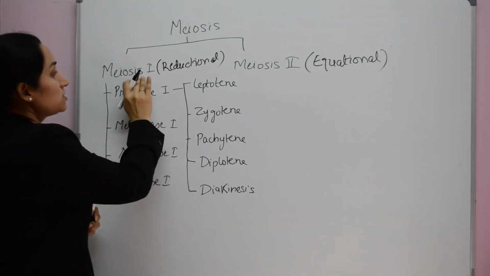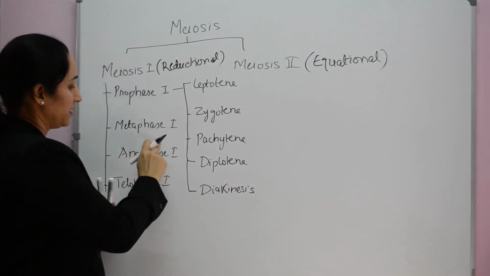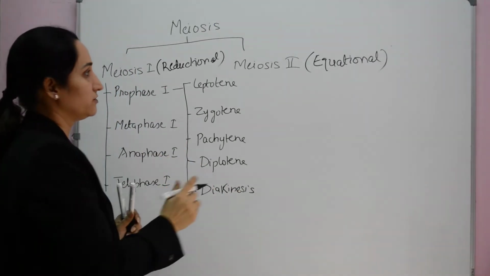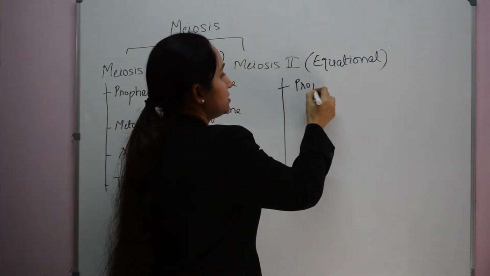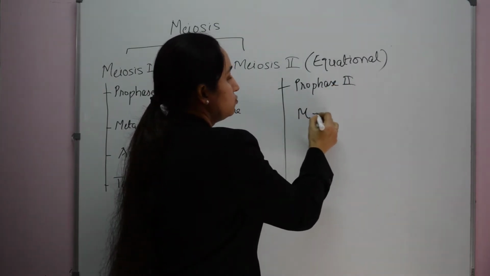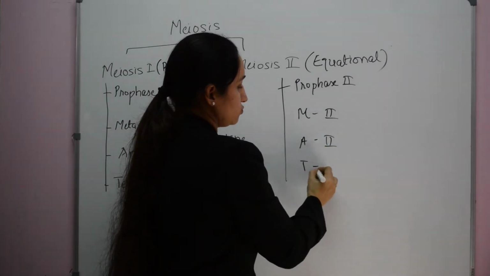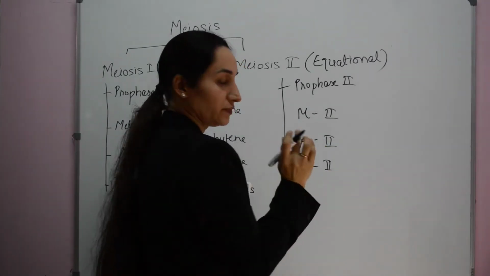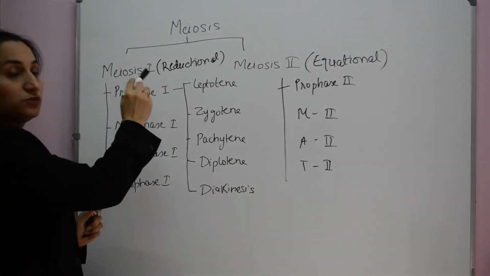Okay, Meiosis One is again divided into 4 phases: Prophase One, Metaphase One, Anaphase One, and Telophase One. Similarly, Meiosis Two is divided into 4 phases: Prophase Two, Metaphase Two, Anaphase Two, and Telophase Two. Right? Now, first we will start with Meiosis One.